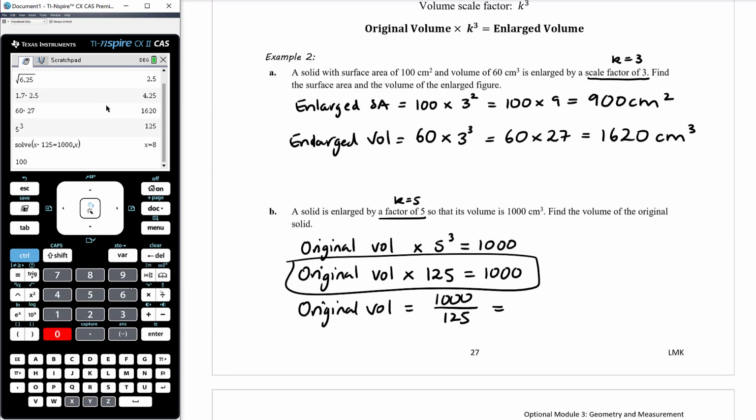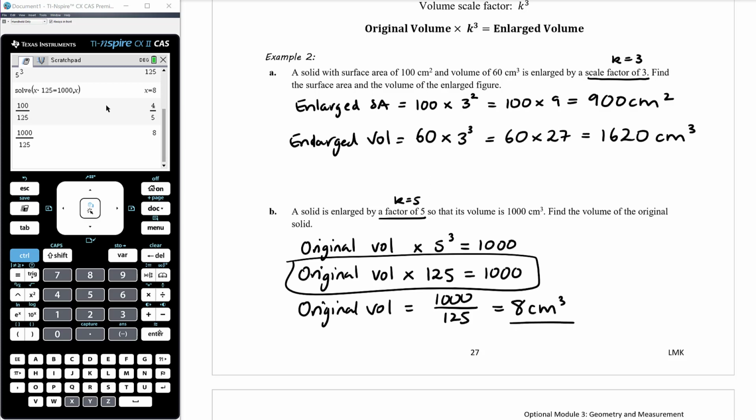If you're happy to work out that you need to divide 1,000 by 125 by hand, then you don't need to solve. You can just type in 1,000 over 125, and you will need to press Control Enter to get a decimal if it's a decimal, but this is a nice exact answer. So that is 8, and the volume units are centimetres cubed. So the original volume is 8 centimetres cubed.